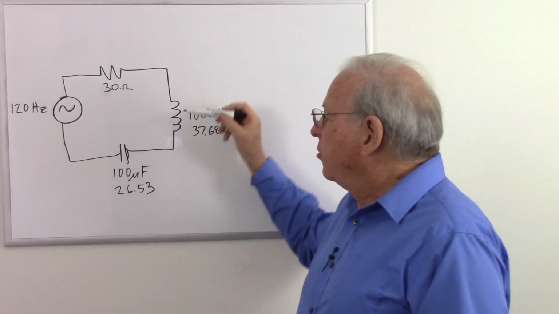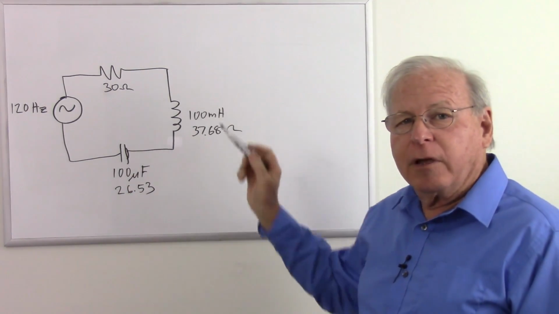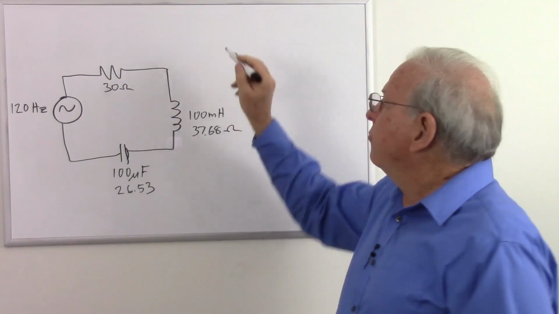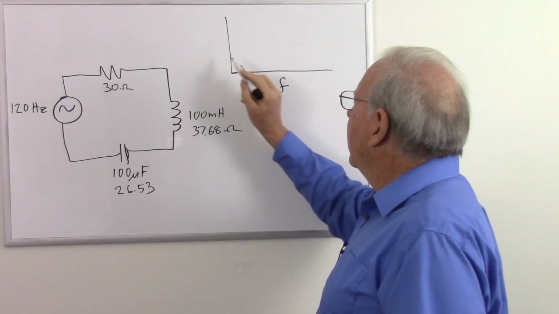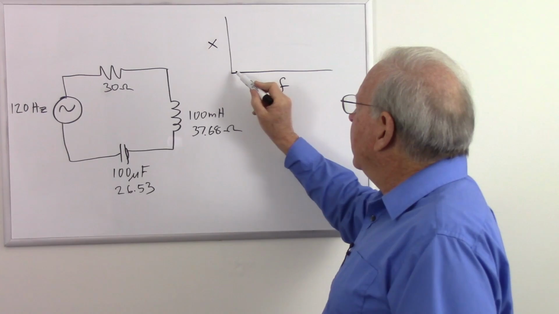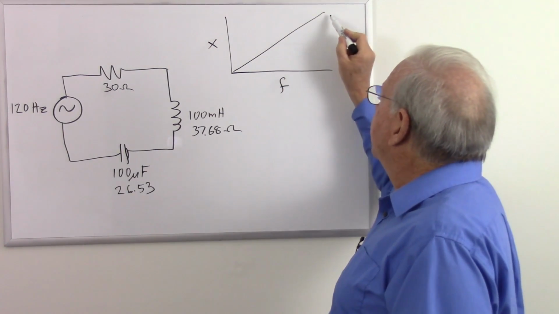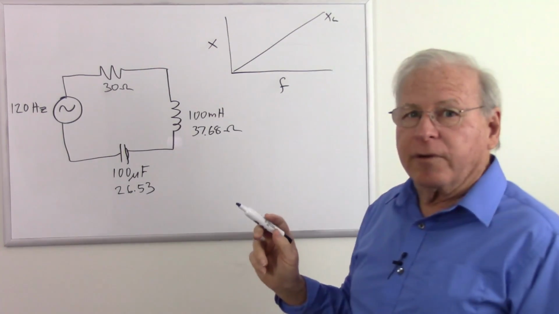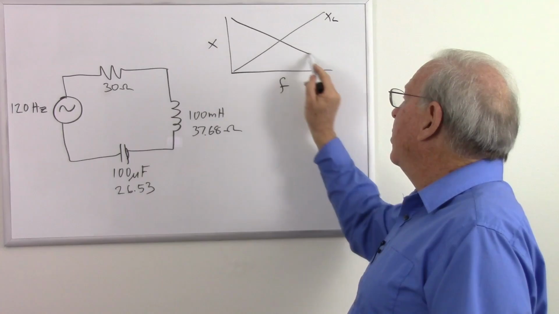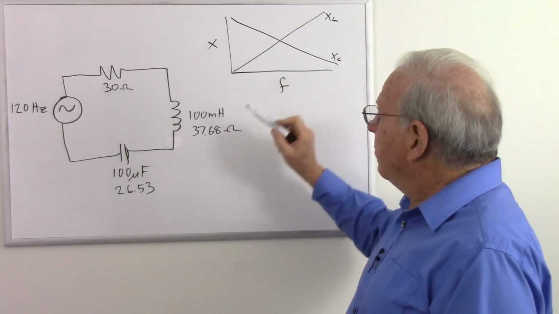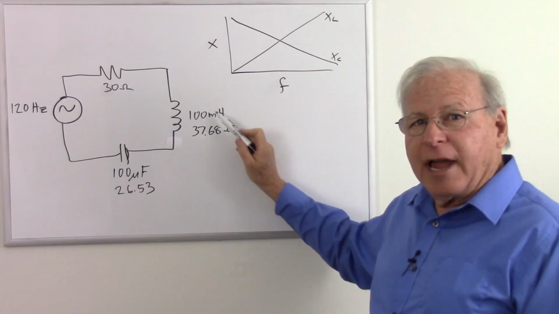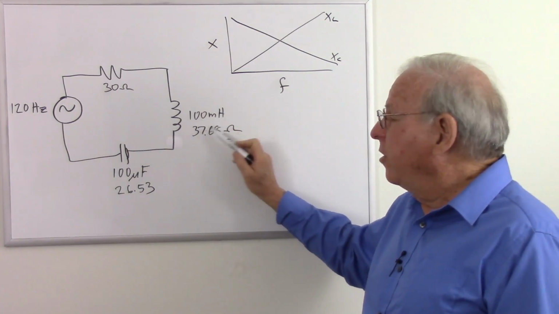What's going to happen to our inductive reactance when the frequency goes up? Let's draw a quick plot here. Here's our frequency, and here's our reactance. Inductive reactance is going to go up with frequency, but capacitive reactance is going to go down with frequency. So if we double the frequency, our inductive reactance is going to go up. How much? It's going to double.